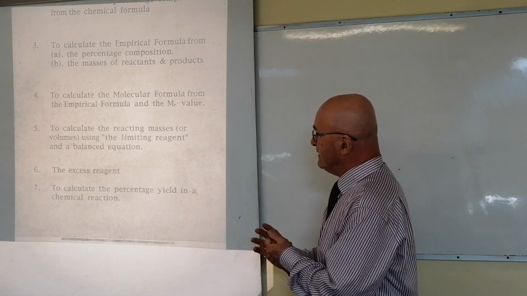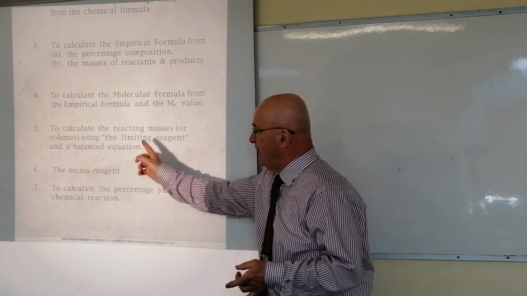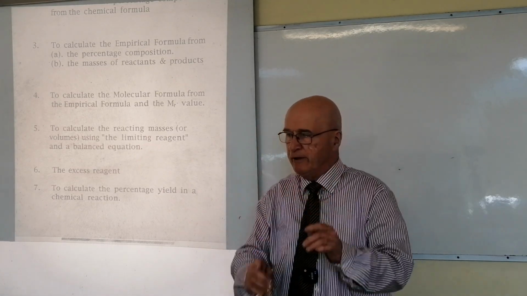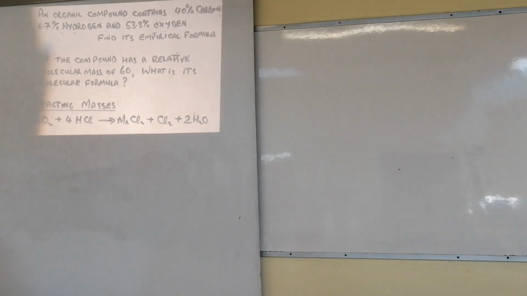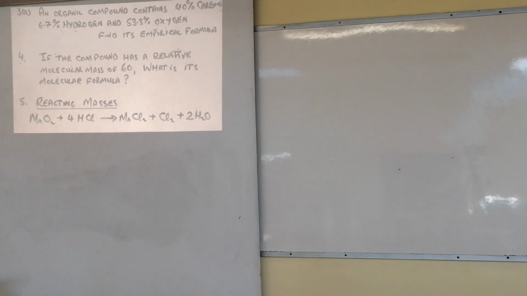To calculate reacting masses then, using the limiting reagent and a balanced equation, I'll talk my way through that now, and we'll see what has to be done with it. I think you'll find there'll be issues here that we'll deal with. Now, you'll be given a full balanced chemical equation, and you'll be given one quantity. Now, here we go. I'm giving you an equation here, okay? I'm giving you that. Reacting masses there, I'm giving you that.